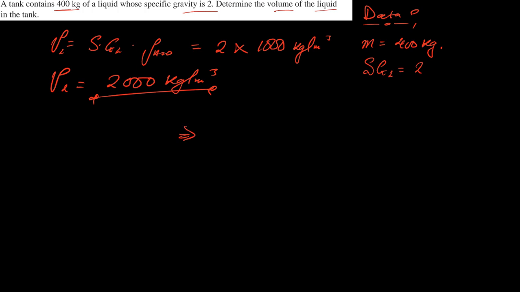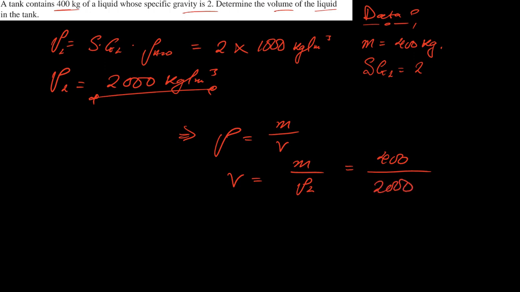We all know by now that density is the mass per unit volume, meaning that density is inversely proportional to the volume, implying that the volume is equivalent to the mass over the density of the liquid. We've been told that the mass is 400 kg and the density of the liquid, as we have found in this question, is 2000.